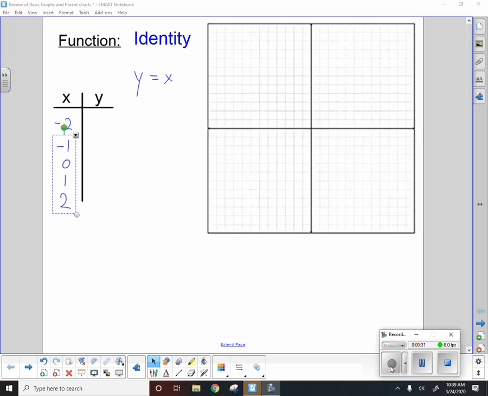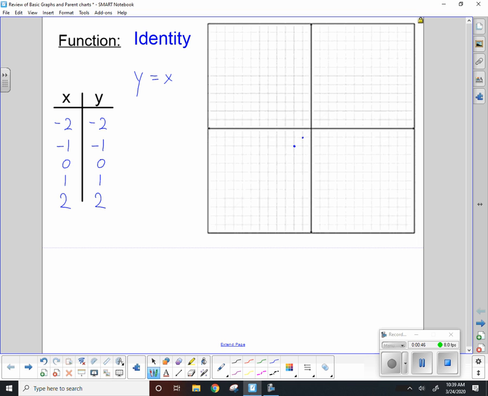So if I look at all these values that I just put in here, I could take these and just copy them over because they're the exact same values. And so when I graph them, I've got -2, -2, -1, -1, 0, 0, 1, 1, 2, 2. You can see it's just going to go on forever and make this perfectly straight line. Okay, so that's our identity function. You'll notice that its domain and its range are both all real numbers from -infinity to +infinity.